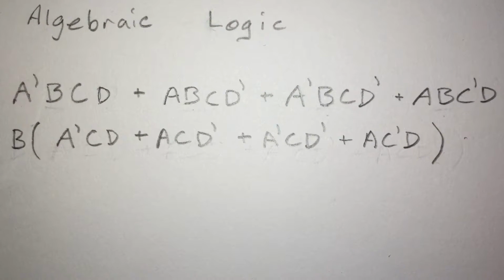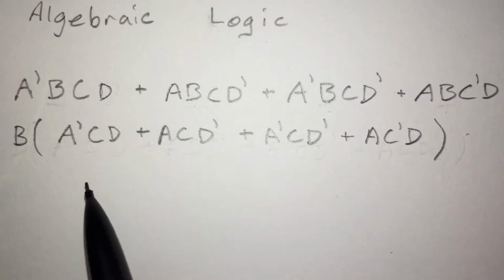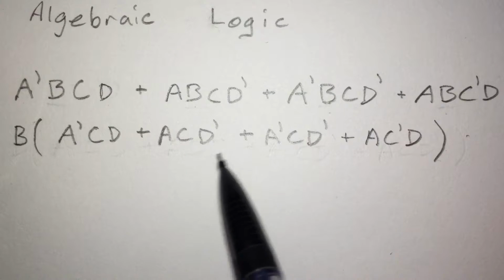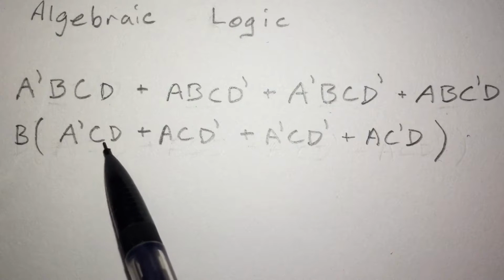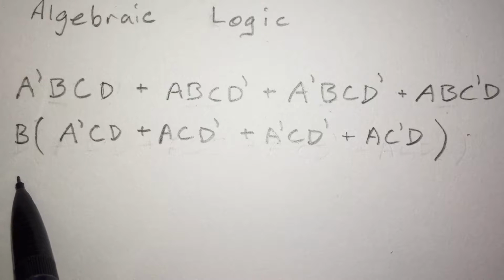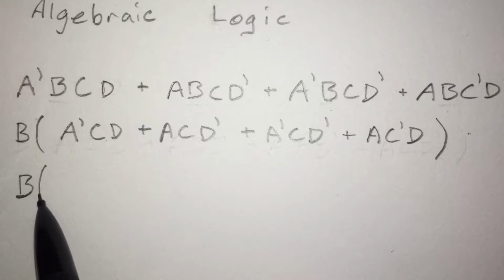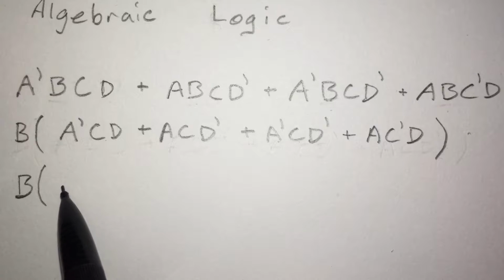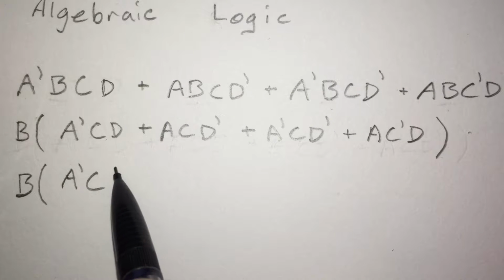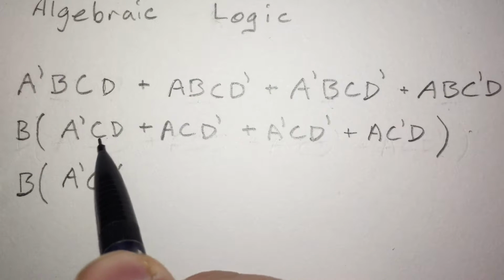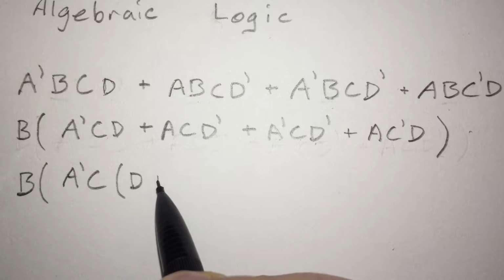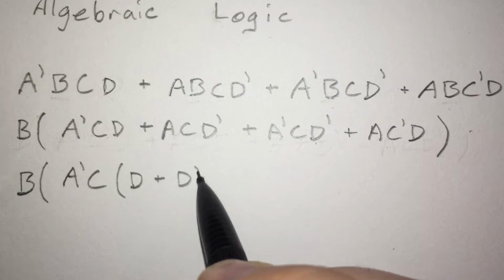Well, looking at this for a minute, you see now we have a new term that seems to creep up every now and then. That is this one, A naught C. So we can actually pull that out thanks to commutative laws. We can say A naught C. And so what's the leftover term here and here? Well, that's D or D naught.